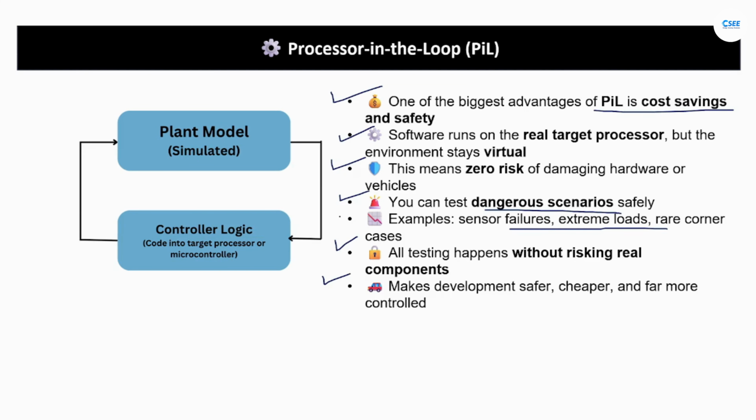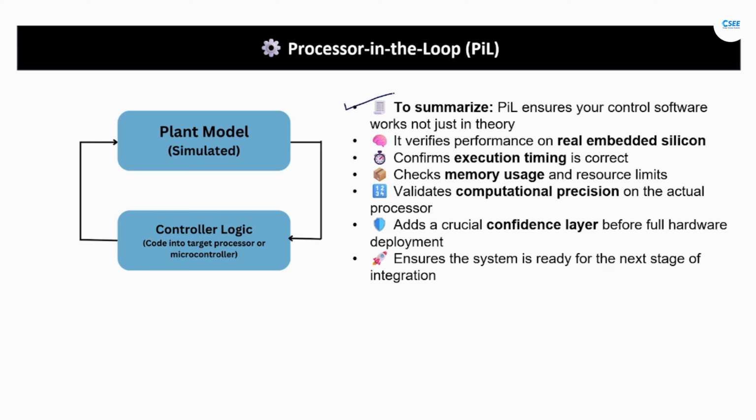To summarize, processor in the loop testing ensures that your control software not only works in theory but also performs as expected on real embedded silicon. It validates execution timing, memory usage, and computational precision, providing a crucial confidence layer before full hardware deployment.